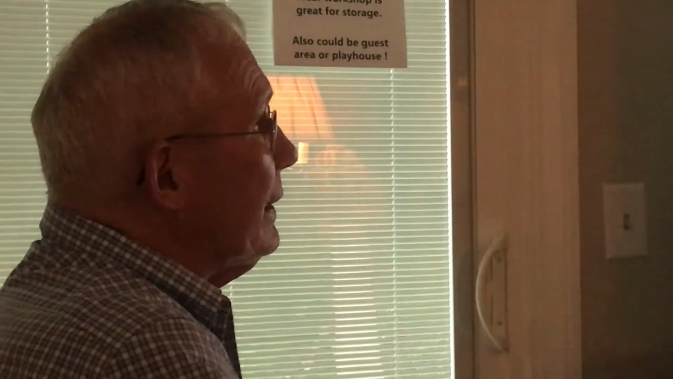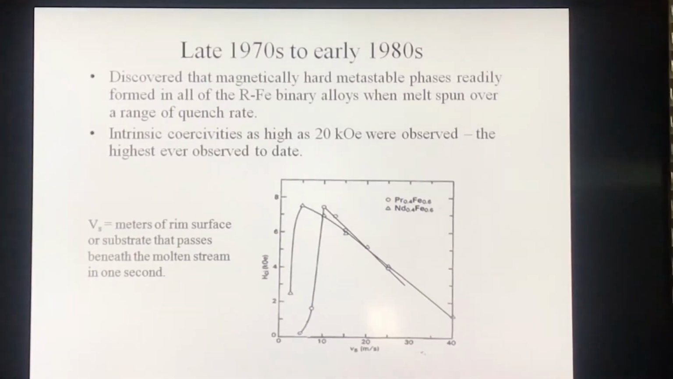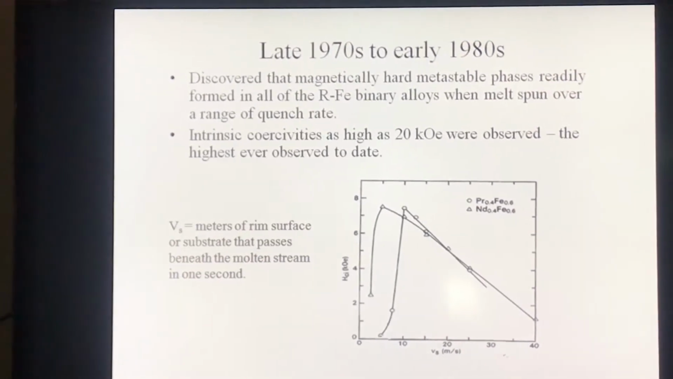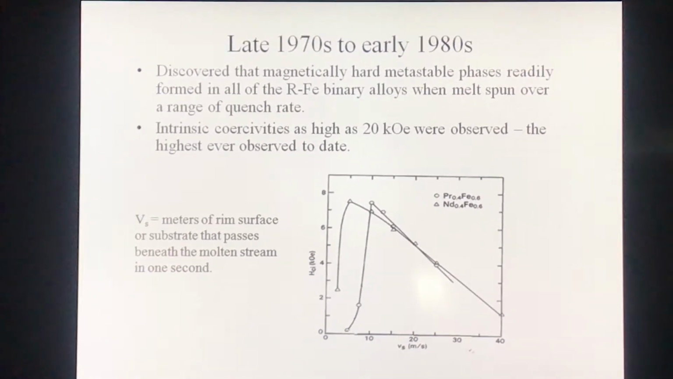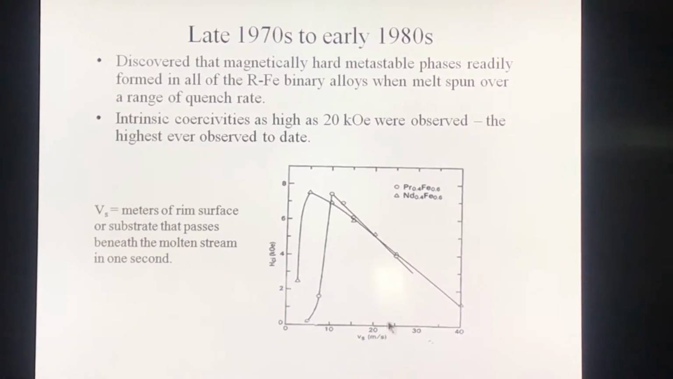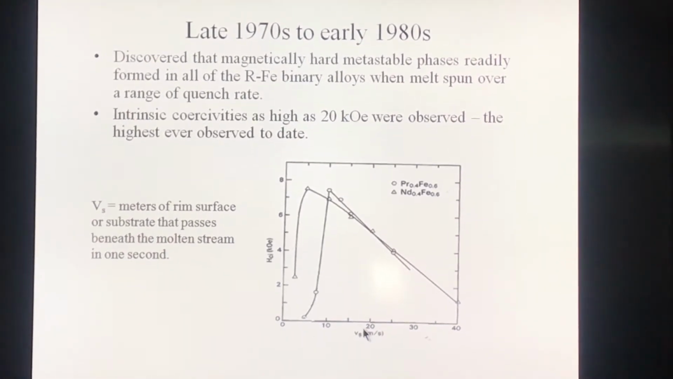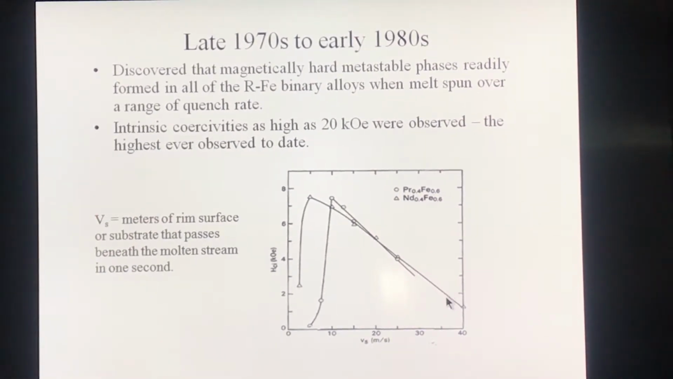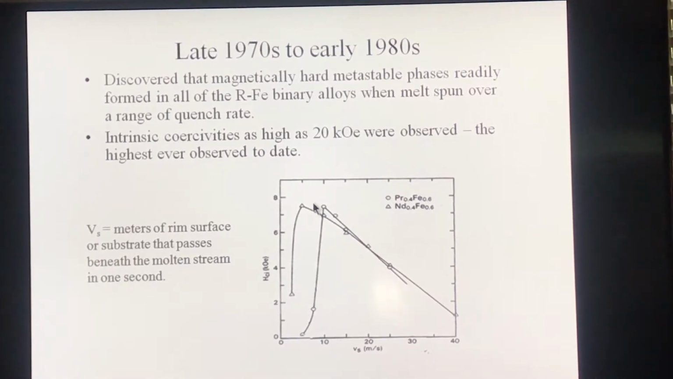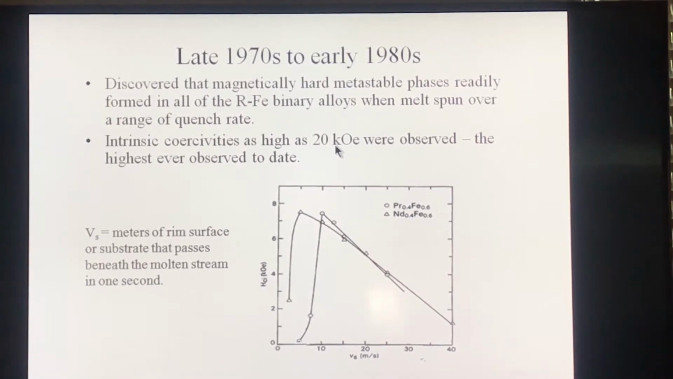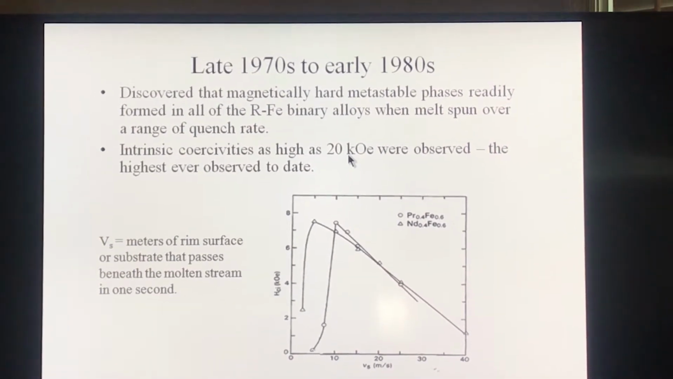So in the late 1970s to early 1980s, I carried out this kind of work, and I discovered that magnetically hard metastable phases readily formed in all of the rare earth iron binary alloys when melt spun over a range of quench rate. In other words, I would change the speed of that wheel rim, and that's called the range of the quench rate in V sub s, which is in meters per second of substrate velocity. You can see that the coercive force developed as high as 8 kilooersted. I had found coercivity as high as 20 kilooersted, certainly the highest that had ever been discovered.